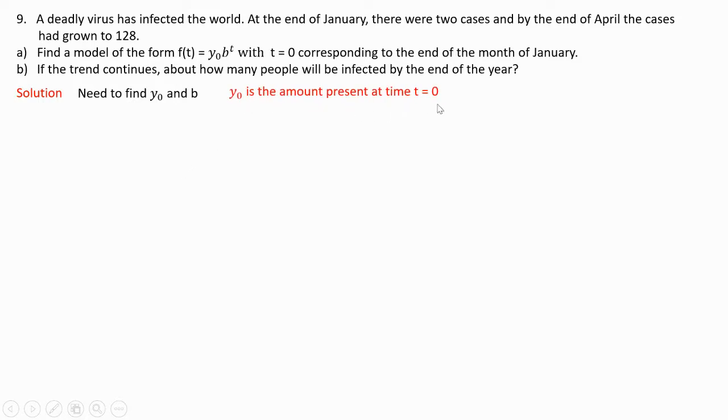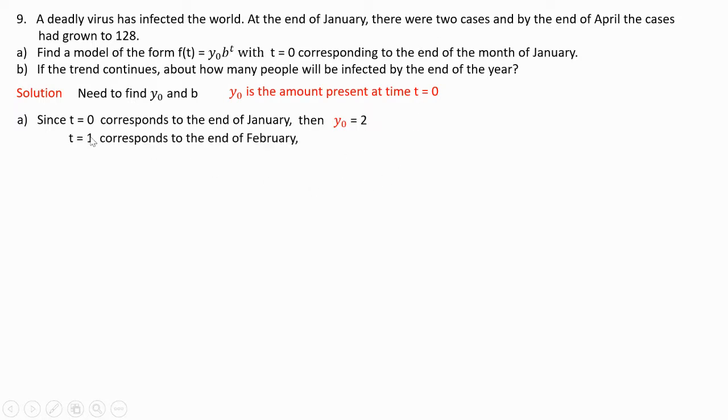Y naught is the amount present at time t equals 0. And remember on the previous example that I showed you guys, I said that was the initial value. That is good to know. Well, here it is, guys. When time hasn't passed, the initial value corresponds to the end of January, which is the 2 cases, right? So y naught is equal to 2. So if t equals 0 corresponds to January, then t equals 1 corresponds to February, t equals 2 corresponds to March, and t equals 3 corresponds to the end of April, right? That's what we want here.